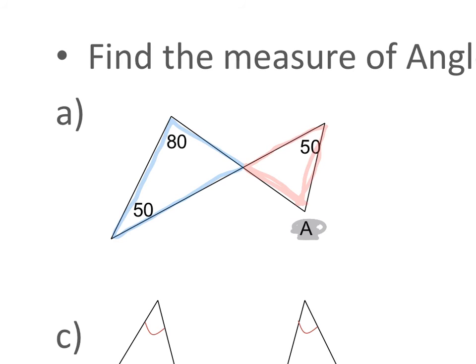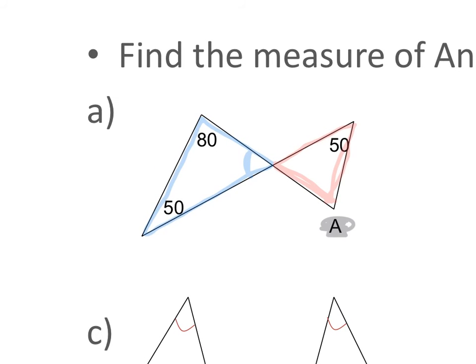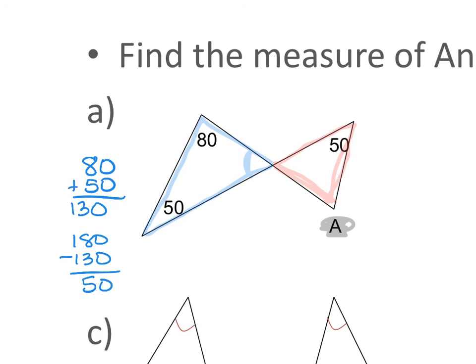So what I need to do is figure out what this angle that's missing is first. And again, I can just do the same thing I just did. I'm going to take the two angles that they've given me, the 80 and the 50. I'm going to add them. When I add them, I get 130. And then I will subtract that sum from 180. And my missing angle is 50 degrees.